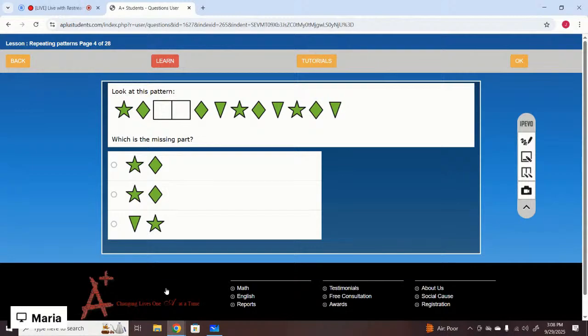Look at this pattern. Star, diamond, and triangle. So star, diamond, the next one is triangle and star. Option number three is the correct option.